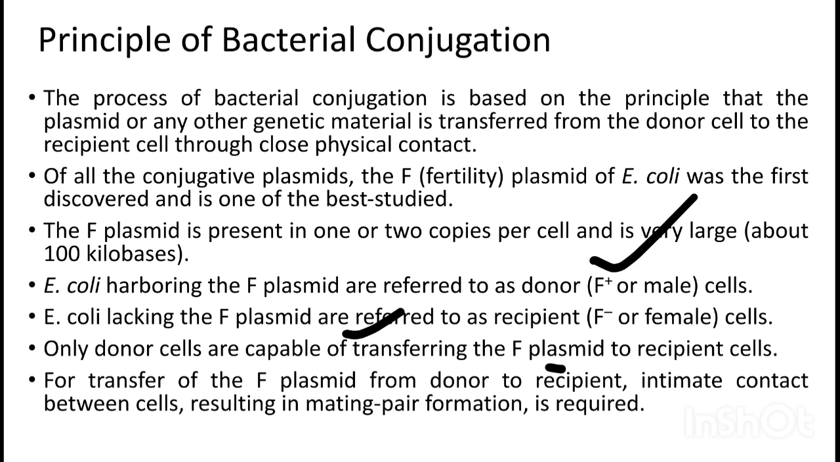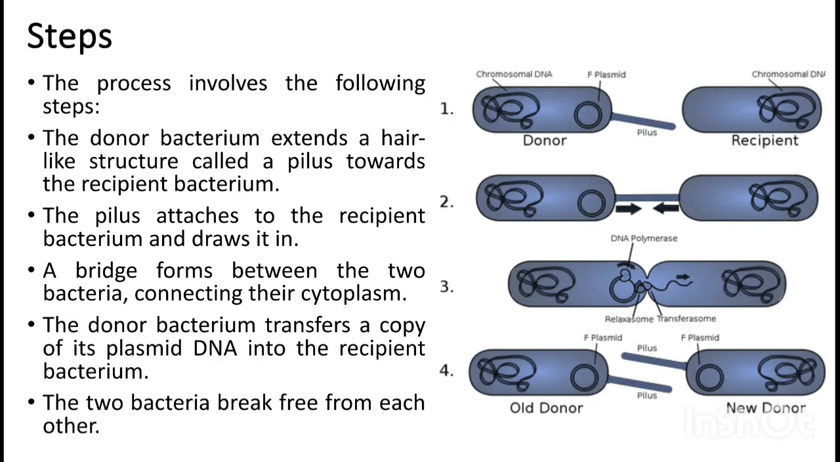For transfer of the F plasmid from donor to recipient, intimate contact between cells occurs, resulting in mating pair formation, and it is required in this process. Okay, so it is the principle behind bacterial conjugation. Now what are the steps involved? The donor bacterium extends a hair-like structure called a pilus. The singular form of pili is the pilus.